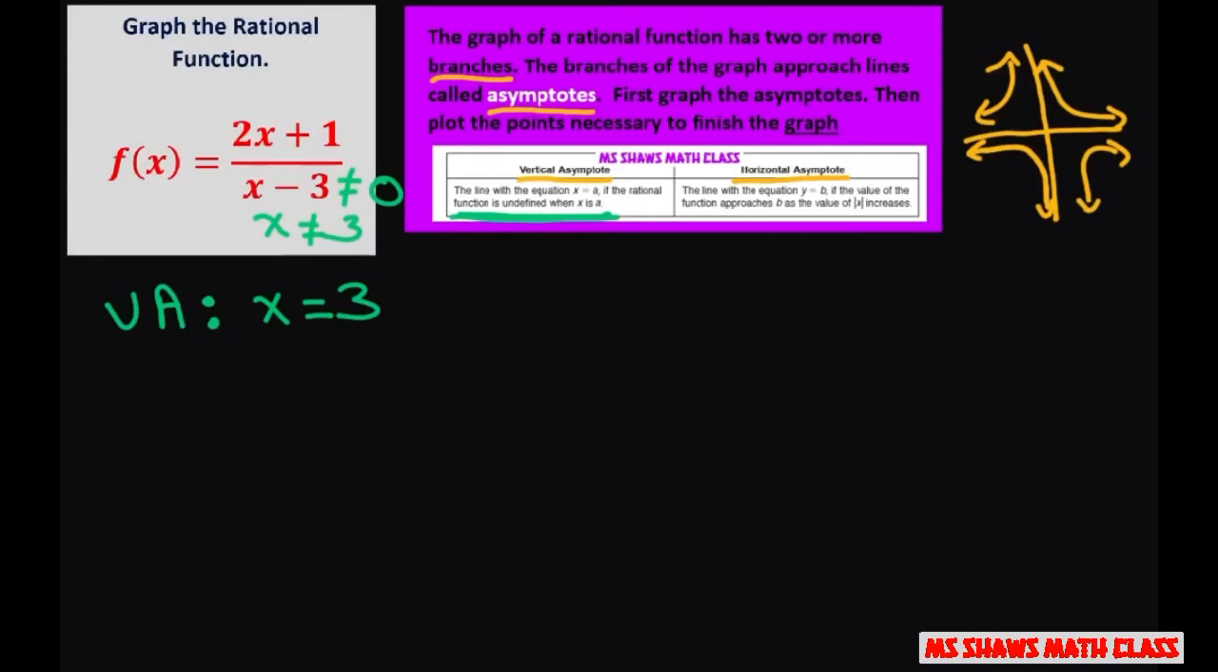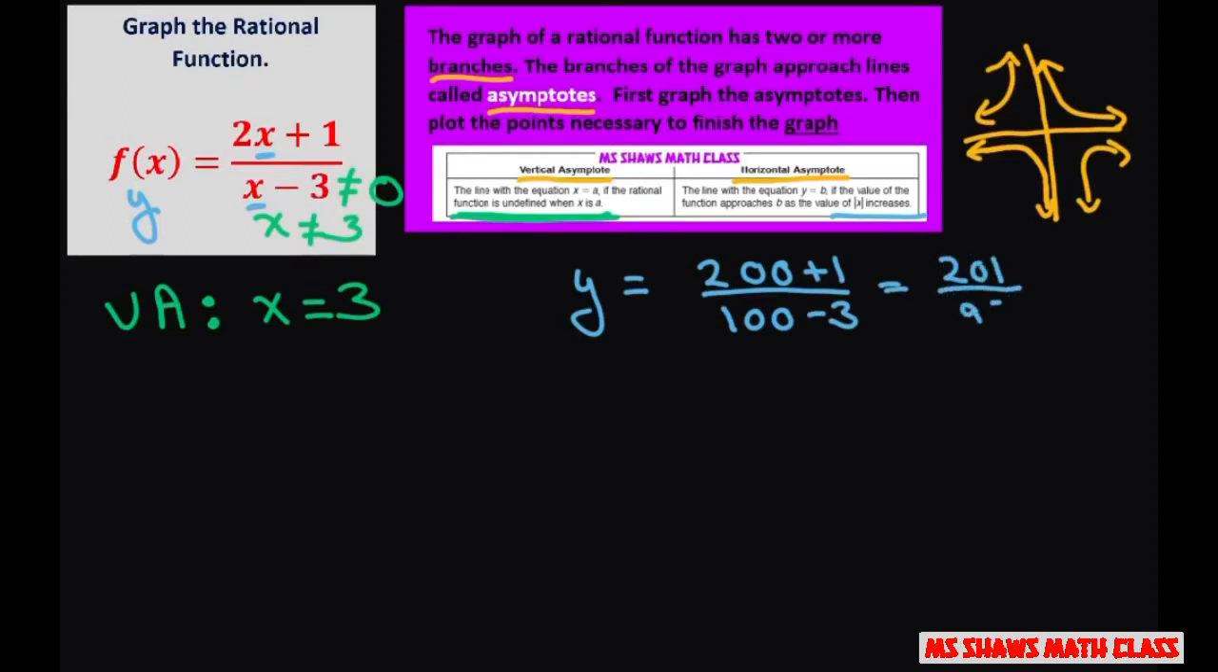Your horizontal asymptote is more conceptual. Basically it's the line where the function y approaches as the value of x increases. So if I put 100 in for x, I'll get 200 plus 1 divided by 100 minus 3. That's going to give you 201 divided by 97. That's very close to 2. And that's what you're looking for, this approximation.